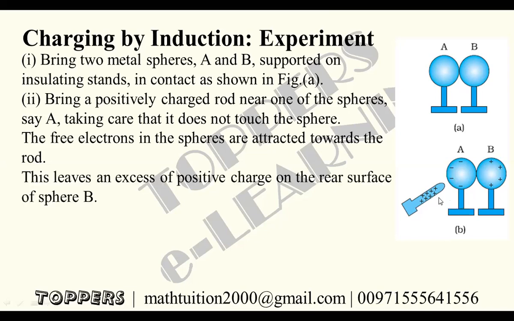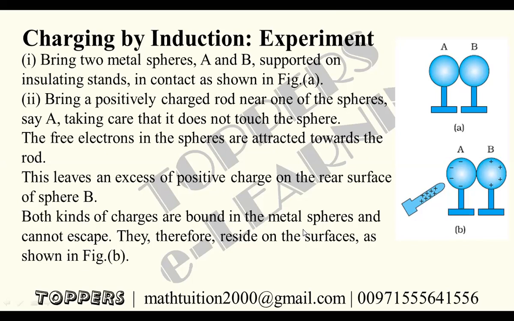Now this leaves an excess of positive charge on the rear surface of sphere B. In sphere B, the backside becomes positively charged, with a deficiency of electrons. Both kinds of charge are bound in the metal spheres and cannot escape. They therefore reside on the surface as shown in the figure, because they are not coming in contact with the rod or with earth. So they cannot flow from this system of two spheres which are in contact.